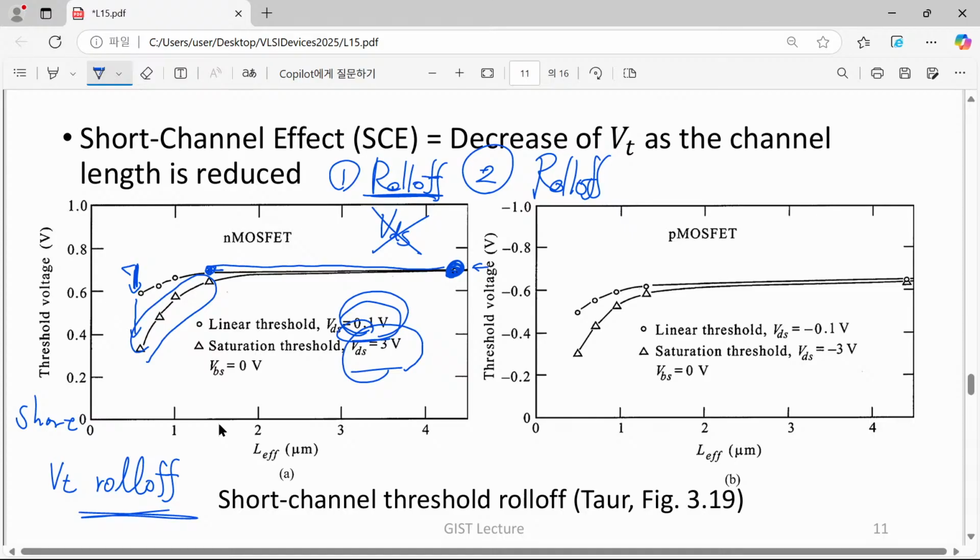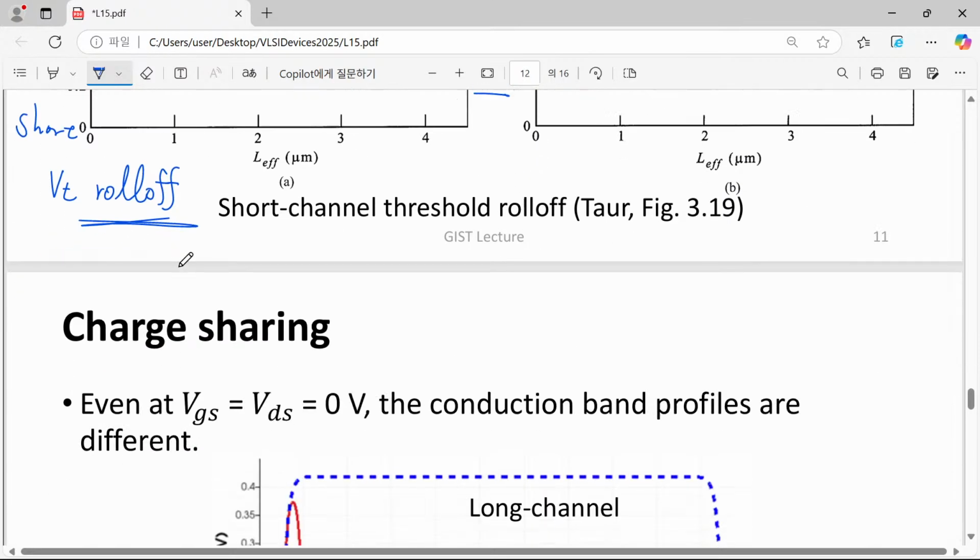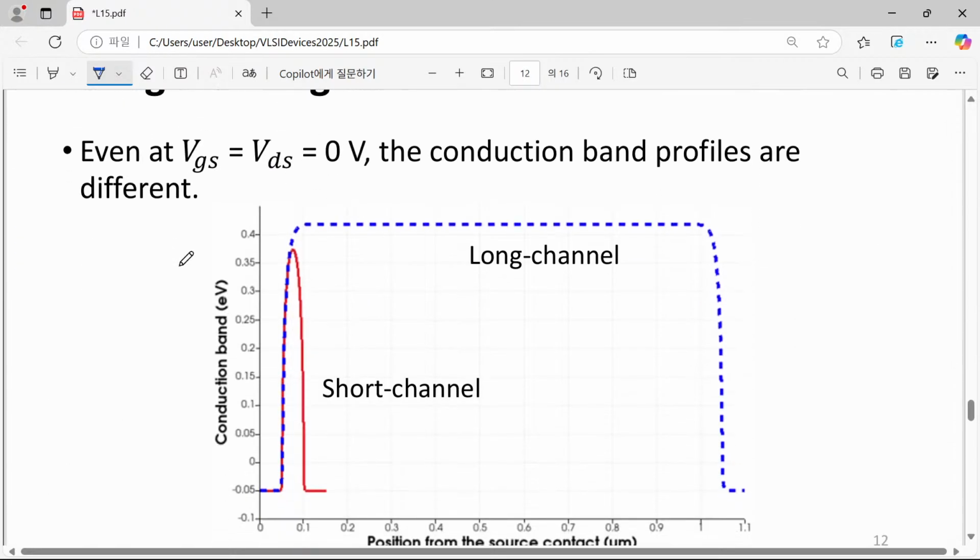The first one is the one occurring at relatively low drain bias, even at zero voltage. And please note that this happens not only for NMOSFET, but also for PMOSFET. That happens when we draw threshold voltage as an absolute value. Always the absolute value of our threshold voltage is now reduced. The same happens for our NMOSFET and PMOSFET. This is the case.